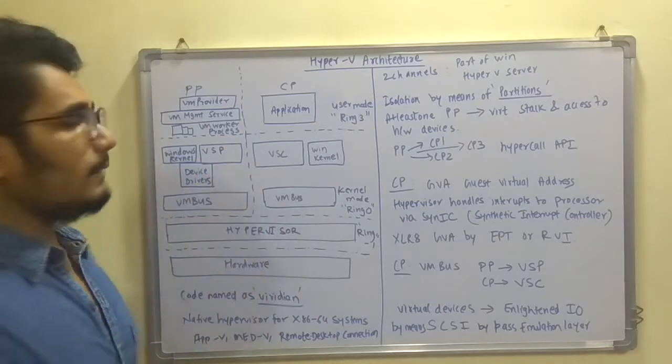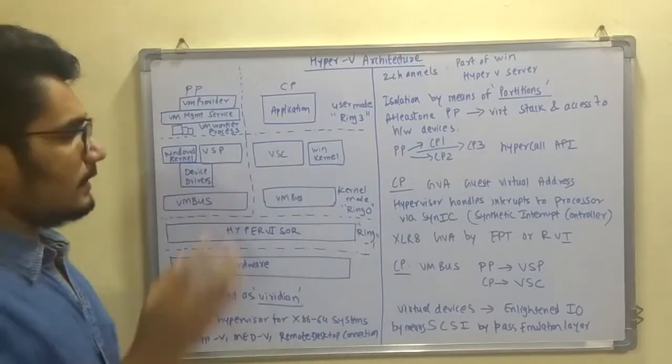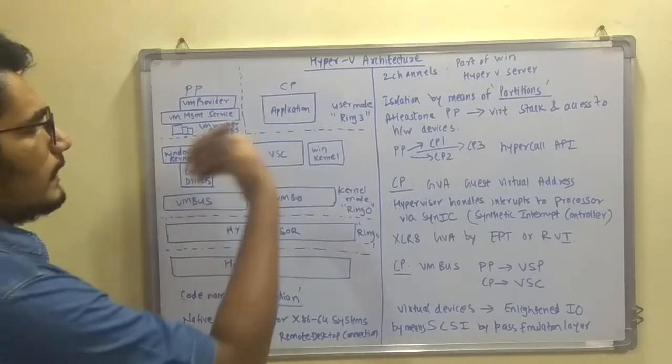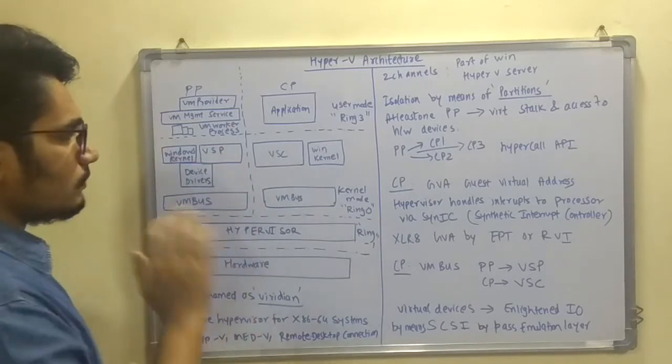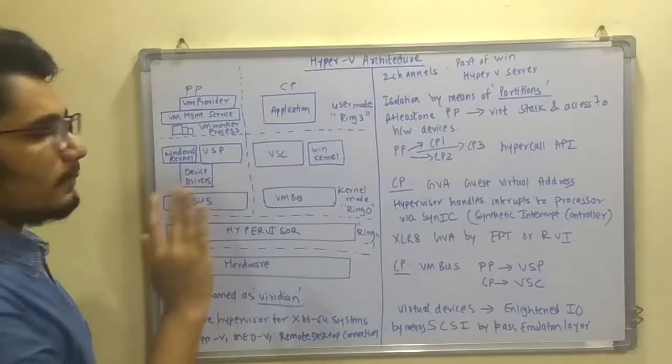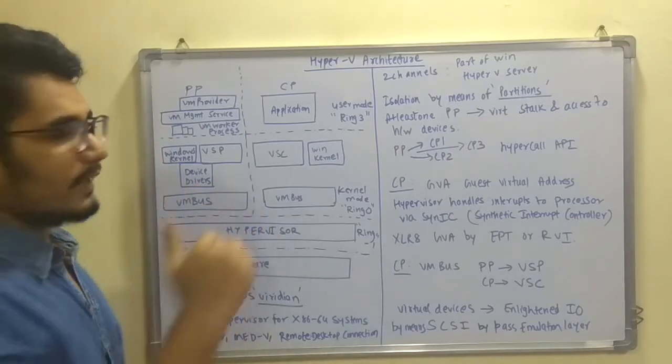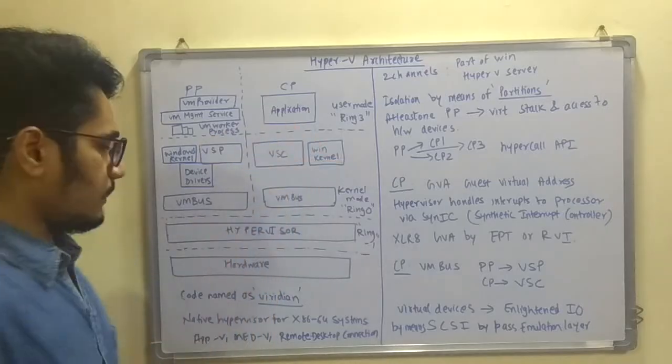Next, at the child partition, you have your main application running, your desktop application or any remote application. That is all at the user level. So we basically have three rings in this: ring -1, ring 0, and ring 3. Ring 0 is at the kernel mode, and ring 3 is at the user mode.